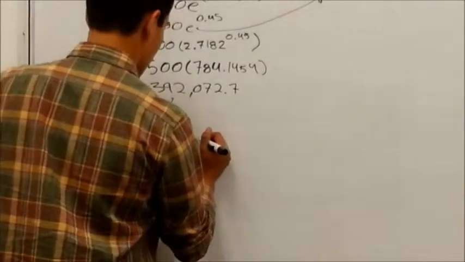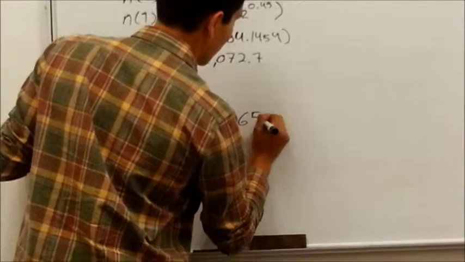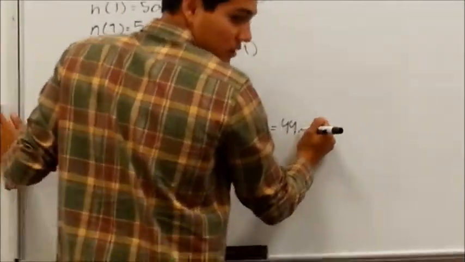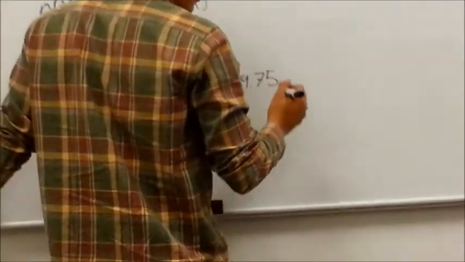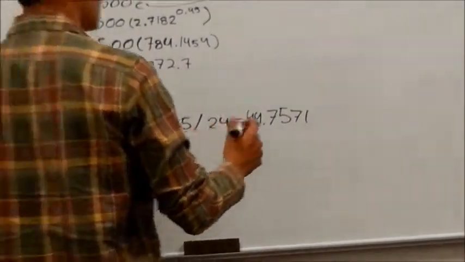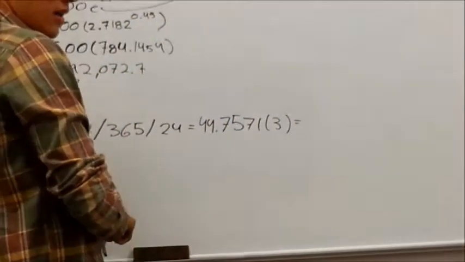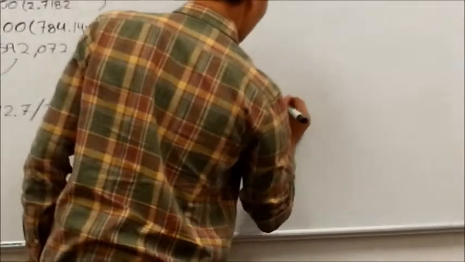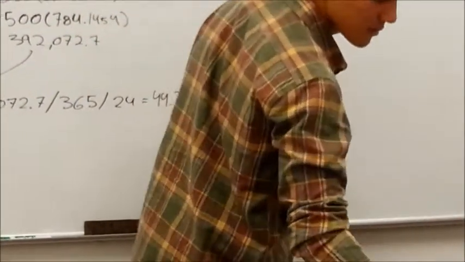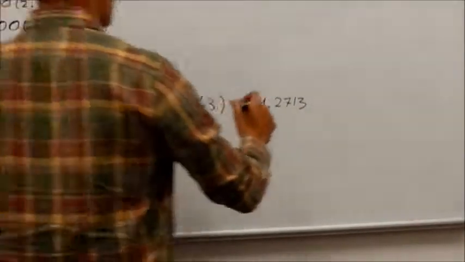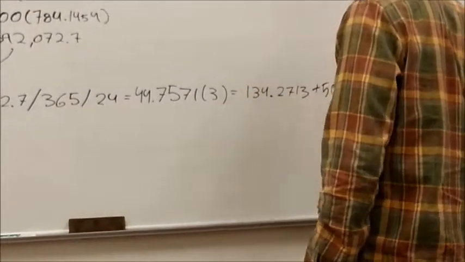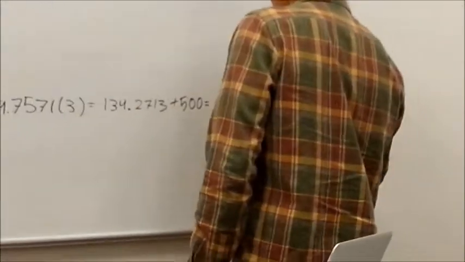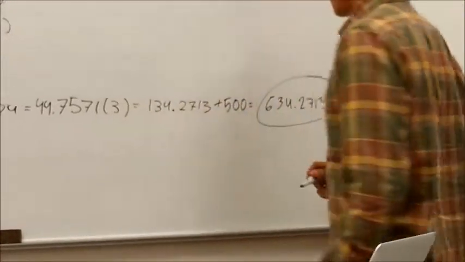So we are going to divide this over 365 days of the year and over 24 hours of the day, and we're going to get 44.71, and this we're going to multiply times 3, and we're going to have 134.27. And we have to add 500 of the initial bacteria culture, and we're going to have 634.27 bacteria after 3 hours.